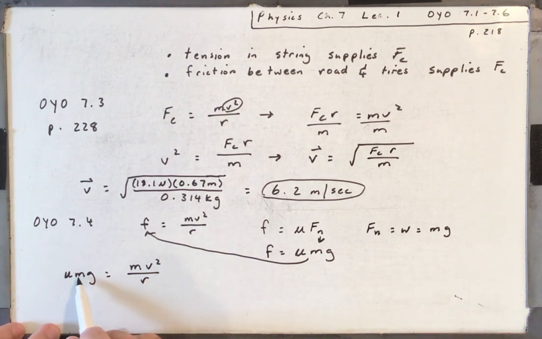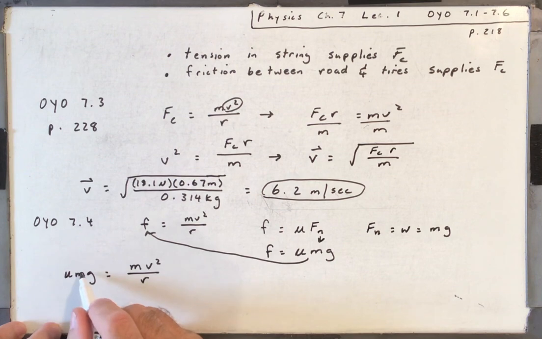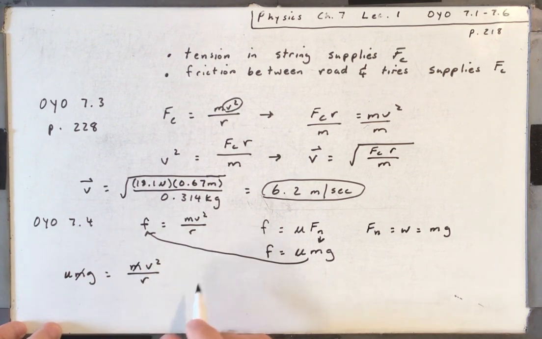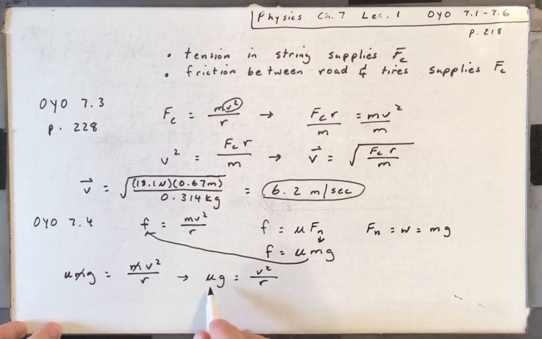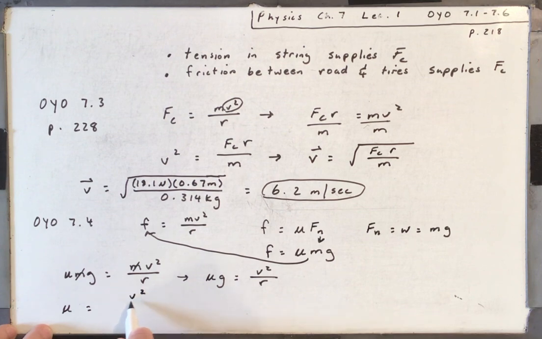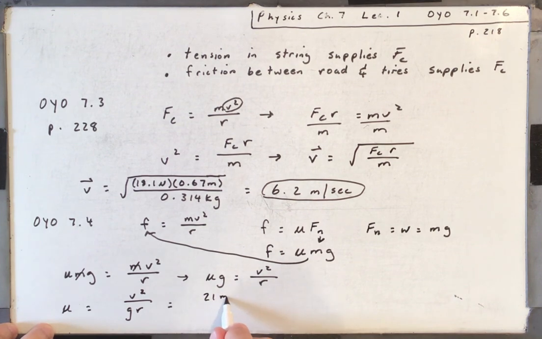The masses are both on top on each side, so you can cancel those out. And you would have mu times gravity is equal to v squared over r. Well, we're solving for mu, so we're going to divide both sides by gravity. So mu is v squared over gr. So just a lot of good old algebra here. The velocity in this problem is 21 meters per second. Do not forget to square it.